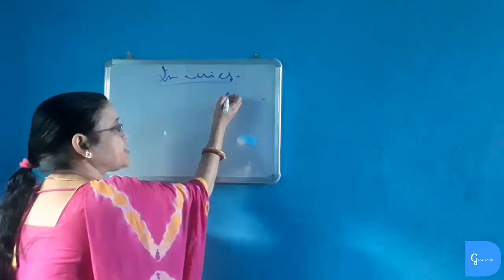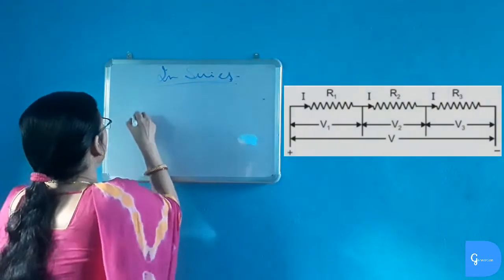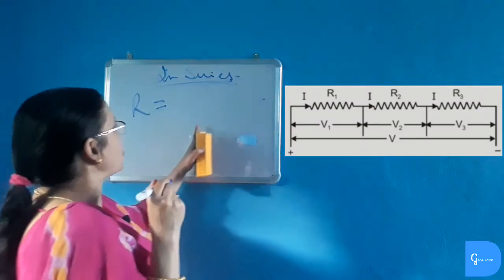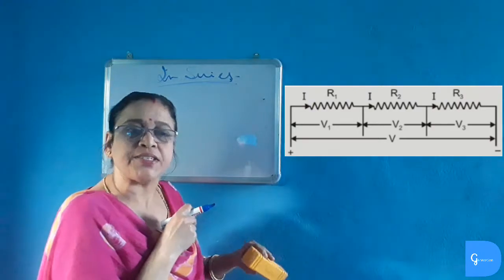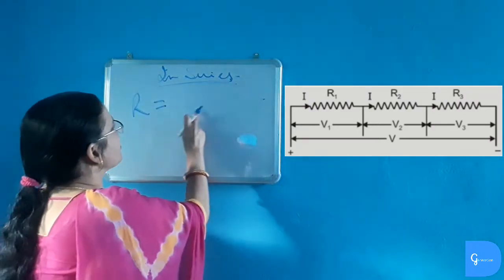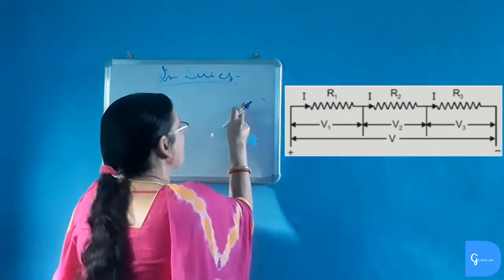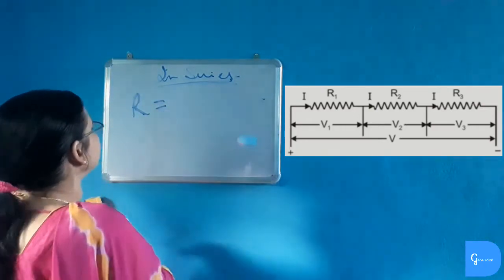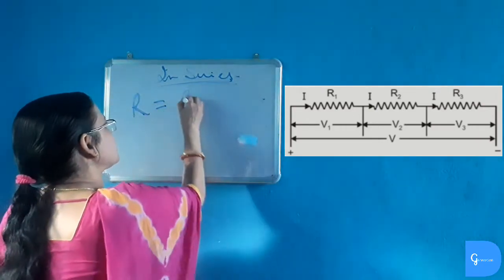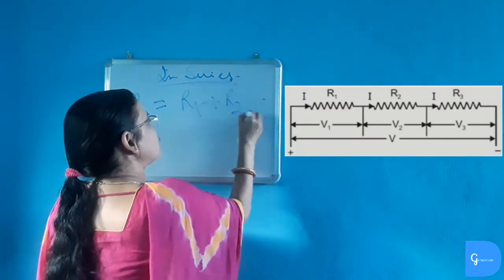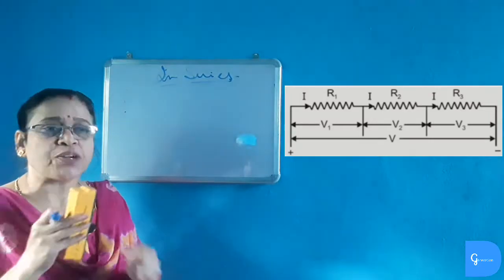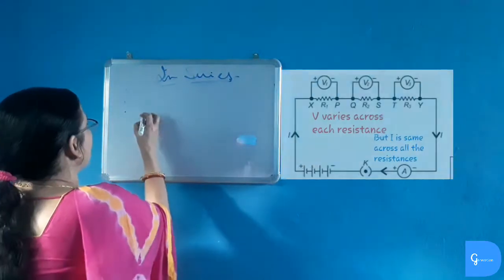In series connection, the combined resistance or the resultant resistance will be calculated by the law of combination of resistances in series. According to this law, what does it state? It states that the combined resistance or resultant resistance will be equal to the sum of all the individual resistances. In series connection, we will remember two most important things.